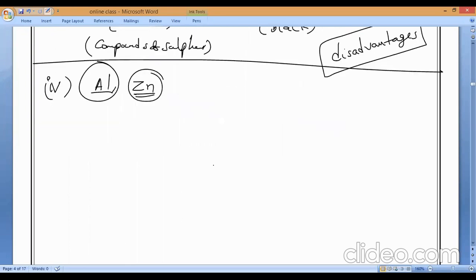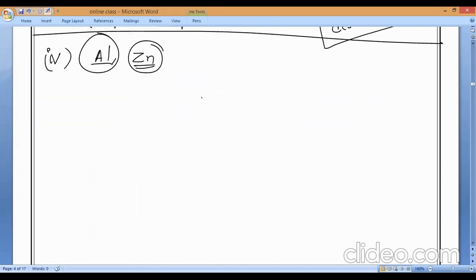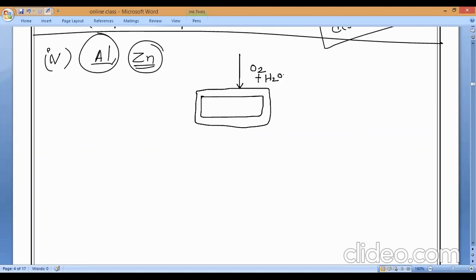Now I will discuss. Observe very carefully, everybody. Let me imagine this is aluminum or zinc metal. Observe very carefully: when it is exposed to the atmosphere, it will react with the oxygen as well as water moisture. And which layer will it hit? The upper layer only. Yes or no? So the upper layer of aluminum or zinc metal will react.